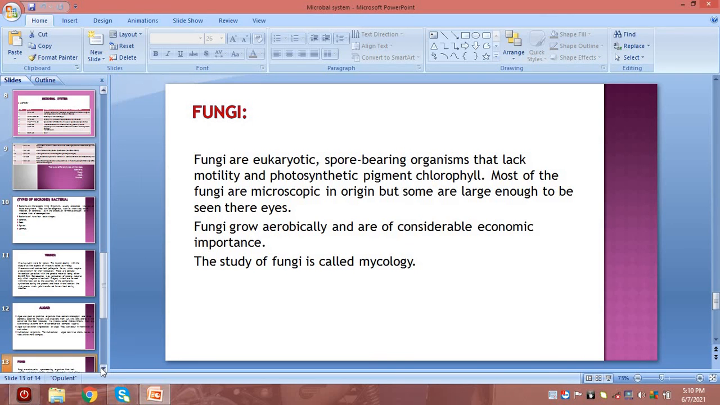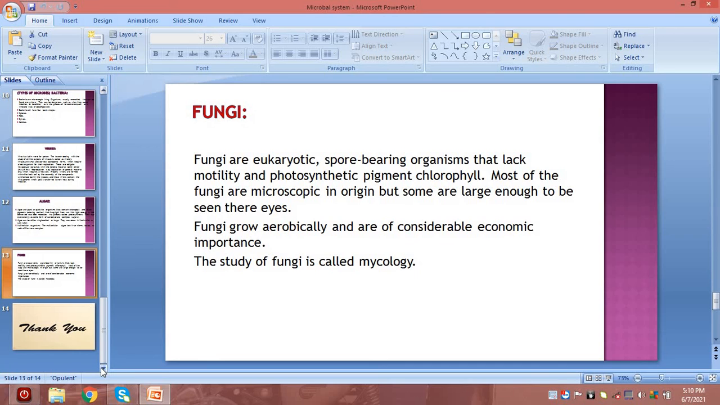So all these are the types of microorganisms we have in your syllabus.